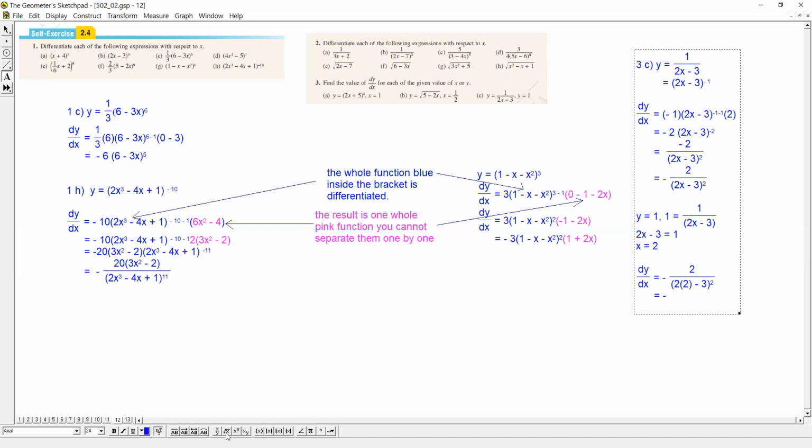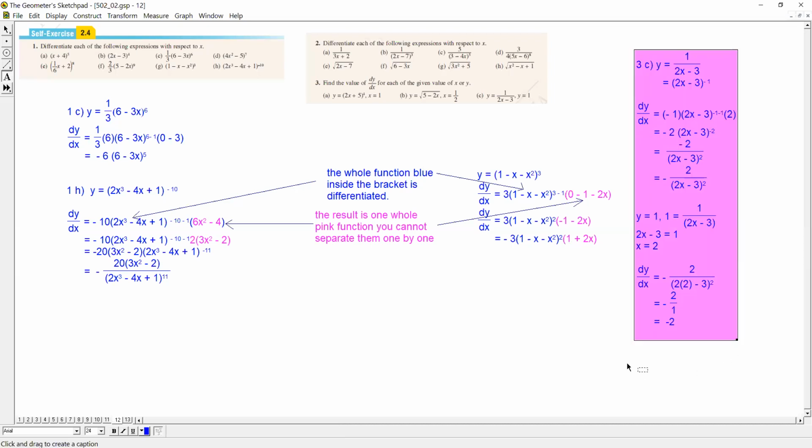This one is 2. Negative 2 over 4 minus 3 is 1. 1 squared is 1. So the answer is negative 2. Okay, right.